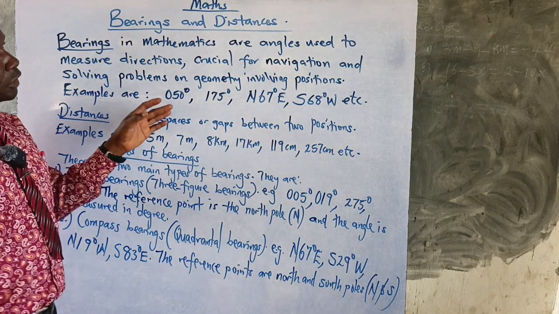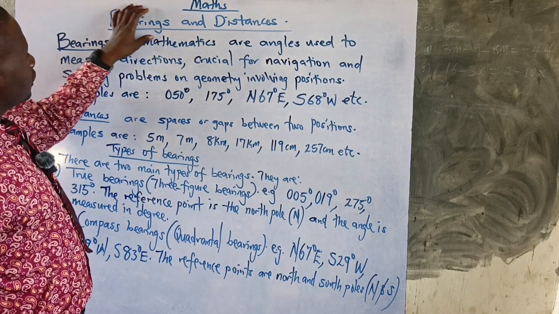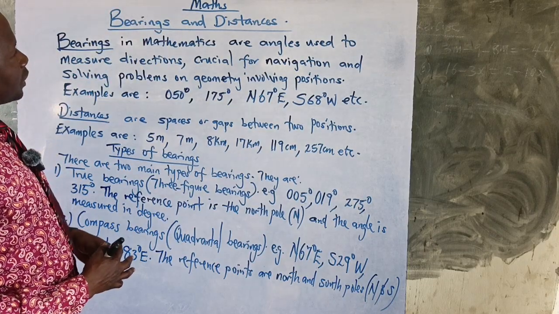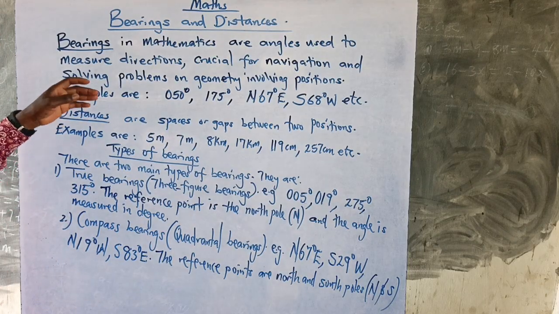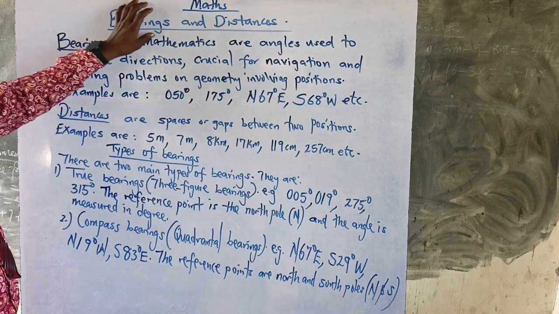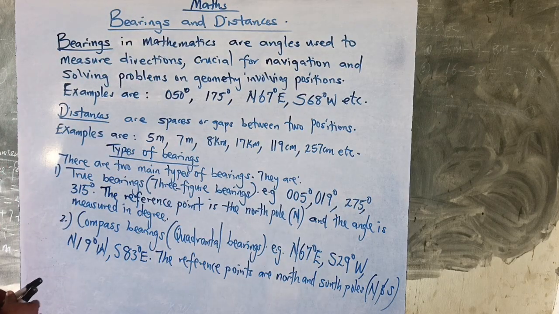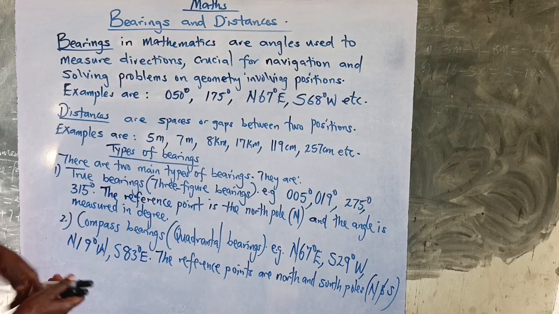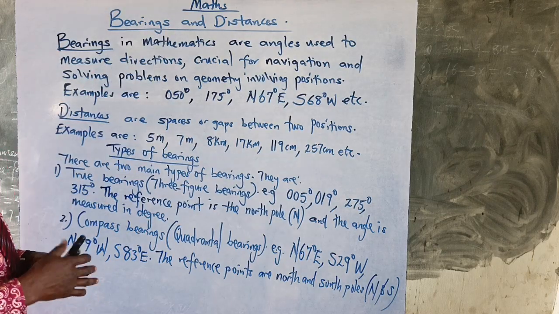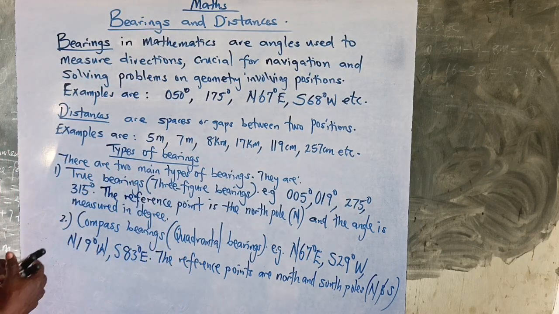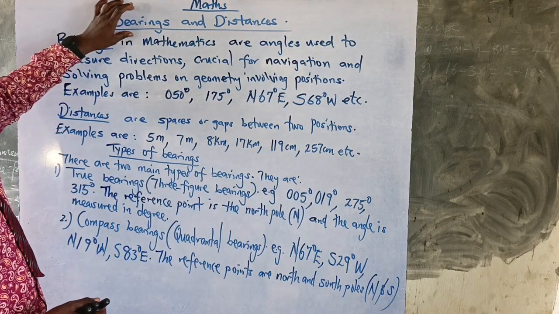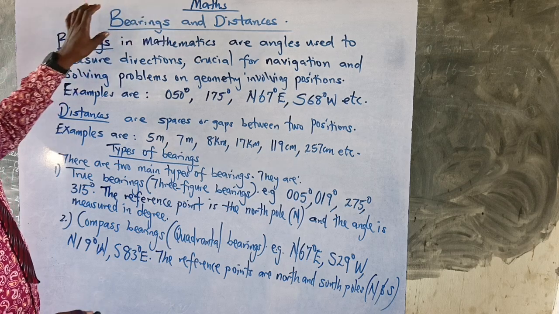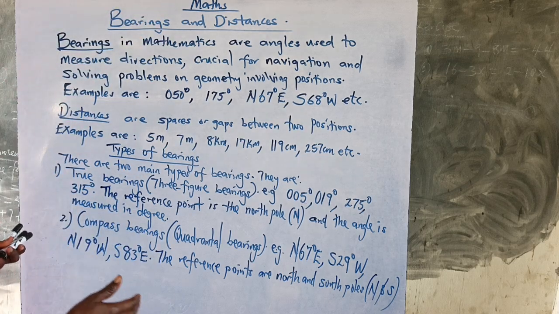So today we shall be looking at this topic called bearings and distances. Bearings and distances. Now, this is one of the branches of mathematics that is very, very essential. That is, we use bearings to describe the location of a place from another place. Or if you want to describe the location of an object from another object, you need the concept of bearing or the knowledge of bearing to describe the location of a place from another place.